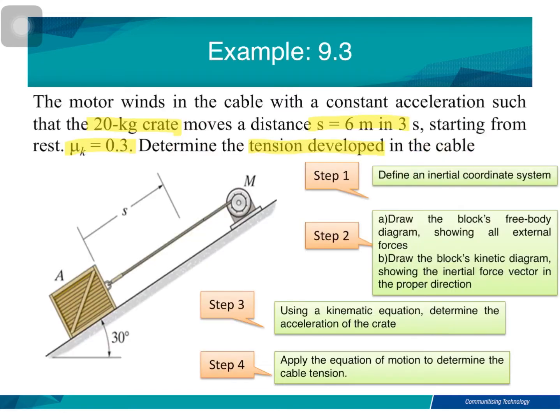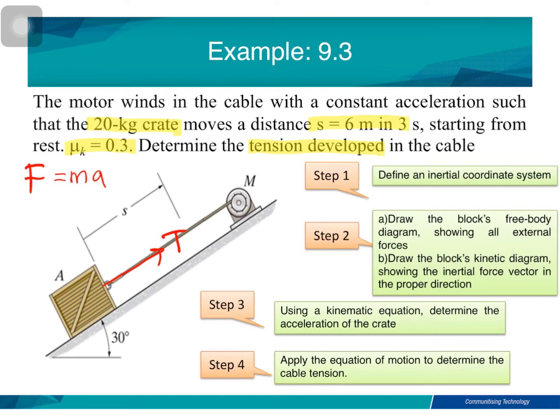Alright, so next is example 9.3. Here we have a motor winding in the cable with a constant acceleration such that a 20 kg crate moves a distance s equal to 6 meters in 3 seconds, starting from rest. Given mu k is 0.3, determine the tension developed in the cable. So the question asks to determine the tension here. This is the tension. How are you going to get this tension? By using F equals ma.